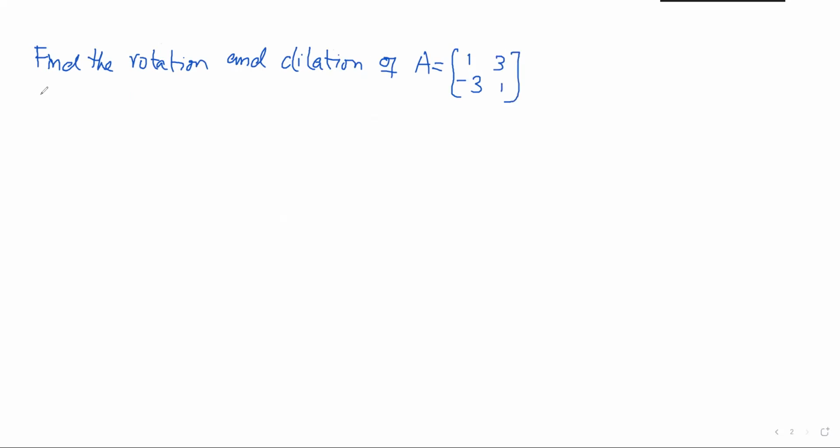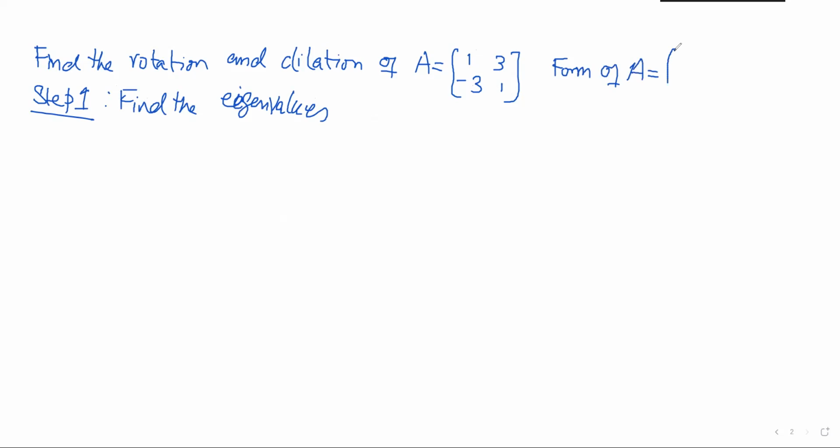So our first step will be to find the eigenvalues. Okay, find the eigenvalues. And remember that the matrix A should be in this form, A B minus B A, or something like this. So the form of A should be A, B, minus B, A. Okay. And it should be a 2 by 2 matrix. We are only talking about 2 by 2 matrices for such a property.